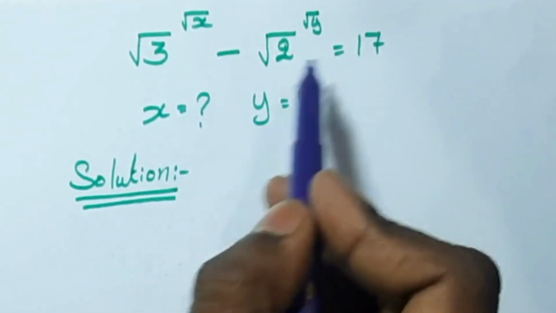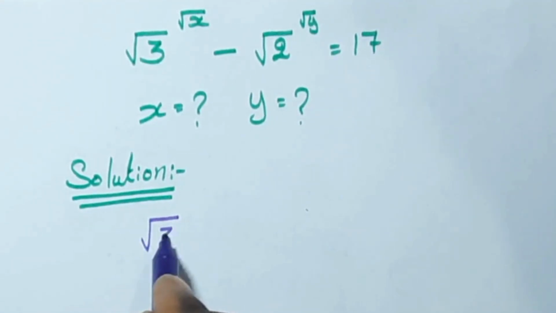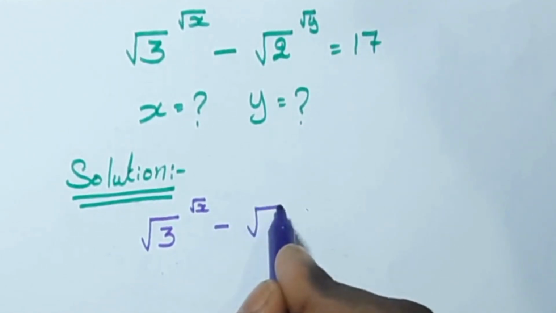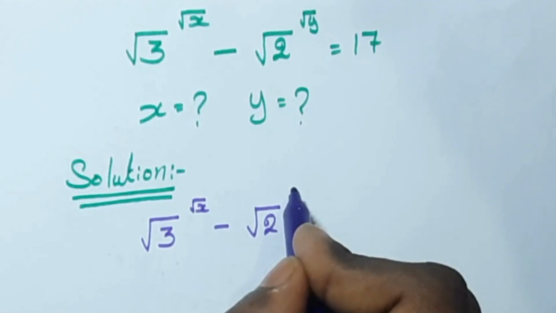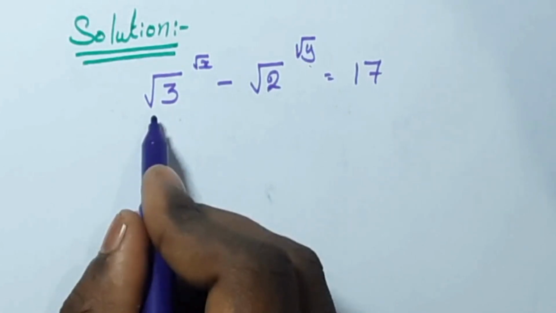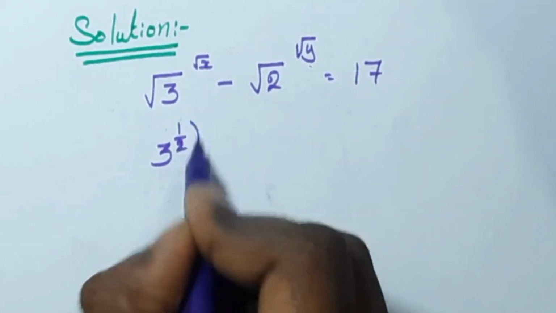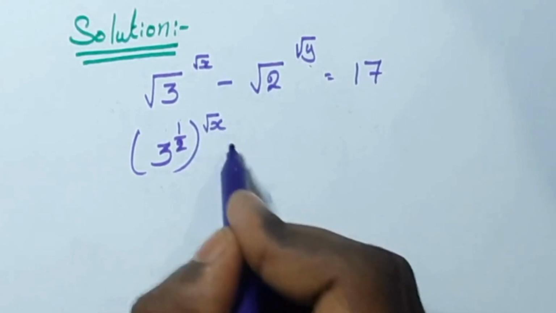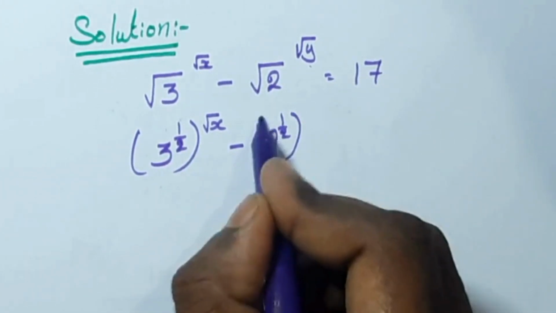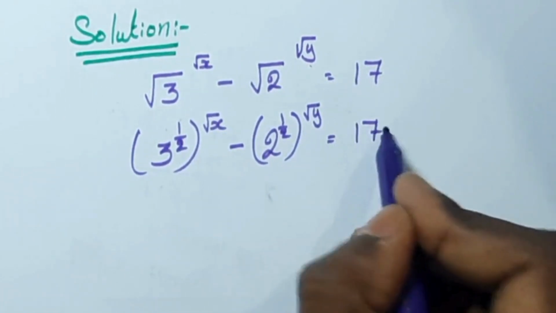Today we are going to solve this equation to find x and y. Solution: square root of 3 to the power of square root of x minus square root of 2 to the power of square root of y equal to 17. Now we can write the square root of 3 as 3 to the power of 1 by 2, whole power square root of x, minus 2 to the power of 1 by 2, whole power square root of y, equal to 17.